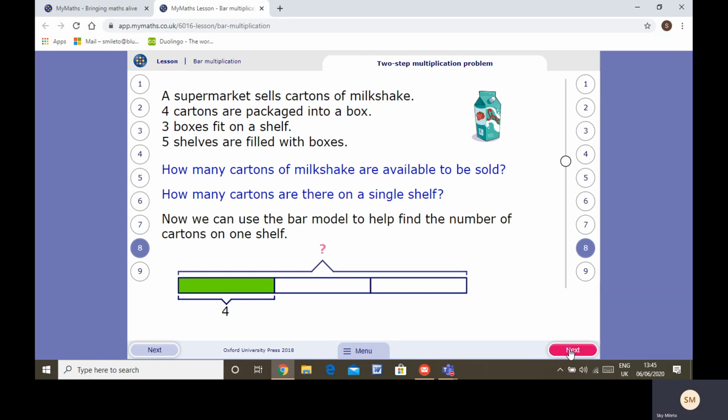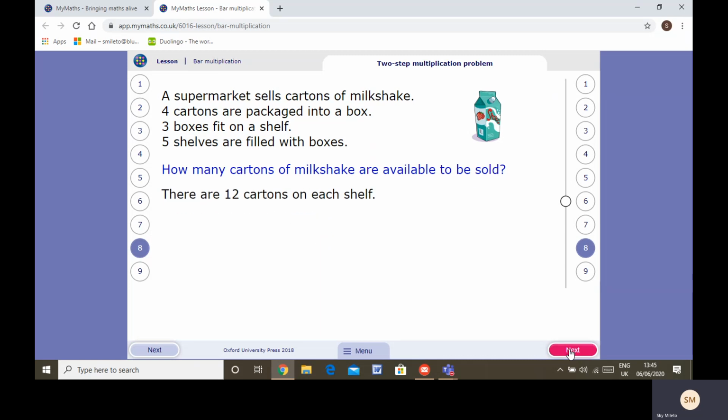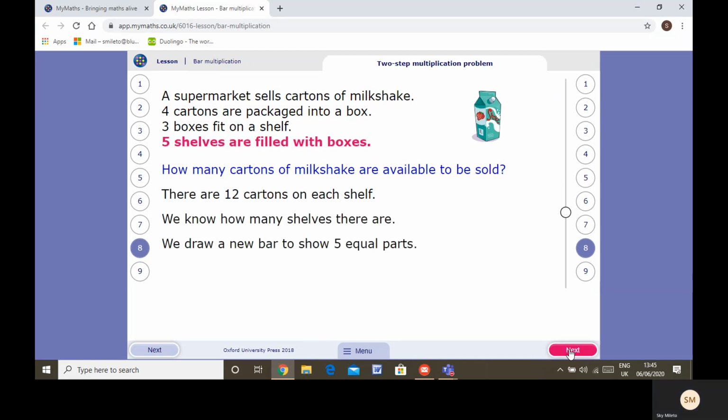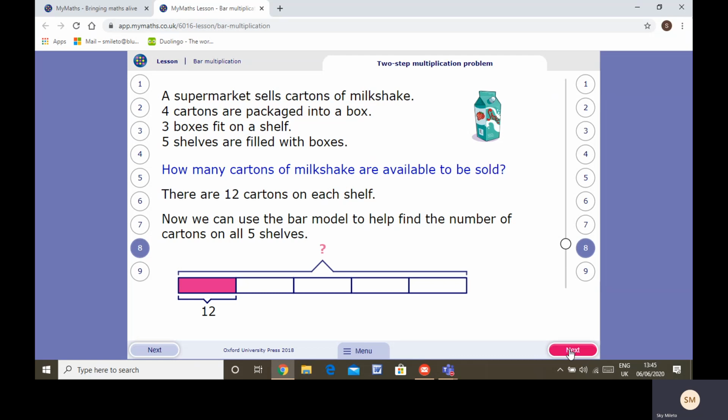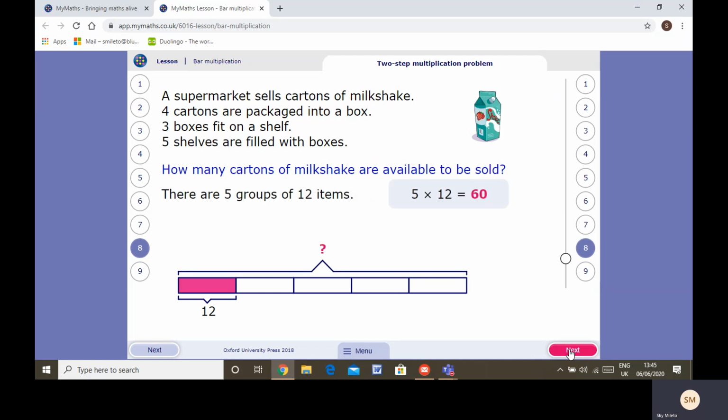So we would do 3 times 4, and we know that would equal 12. So in one shelf, we can fit 12. We can fit 12 onto one shelf. Now, there are 5 shelves filled with boxes. So now we draw a new bar with 5 equal parts, because there are 5 shelves. There are 12 cartons on each shelf, so we put 12 into each part, and we know that would be 5 times 12, 5 groups of 12, which would equal 60.